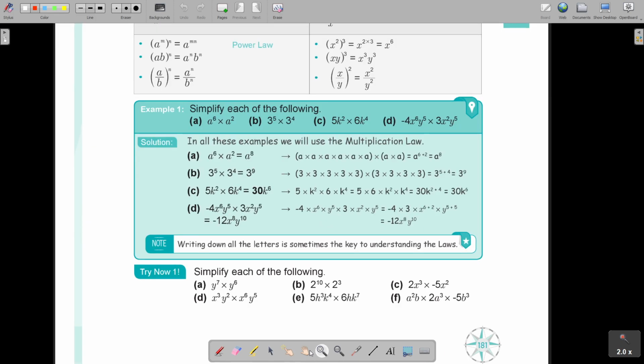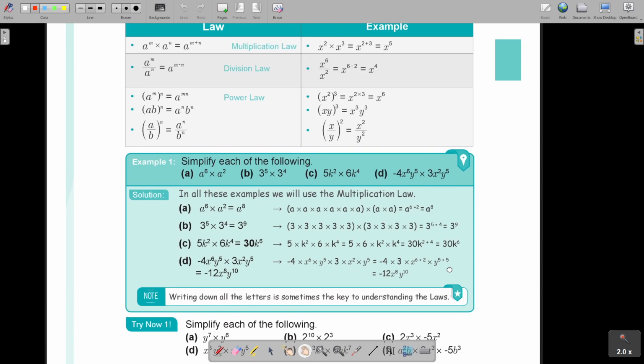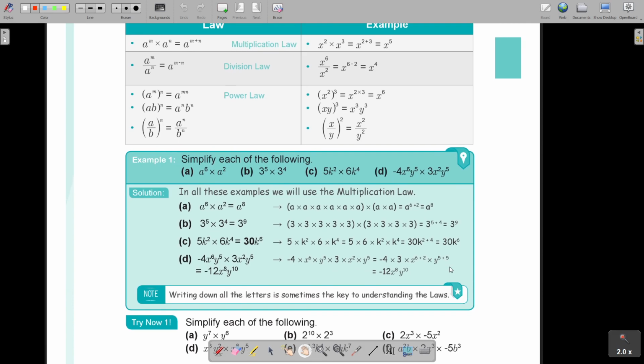So basically, if you multiply, okay, let's see if I can move it a little bit down there. If you multiply, you add. Do you see? If the bases are the same. So 6 plus 2 is 8. You keep the 3. If it's an a, you keep the a. If it's a 3, you keep the 3. And you add. Are you with me? If it's division, you subtract.